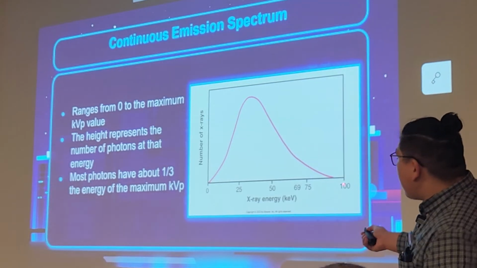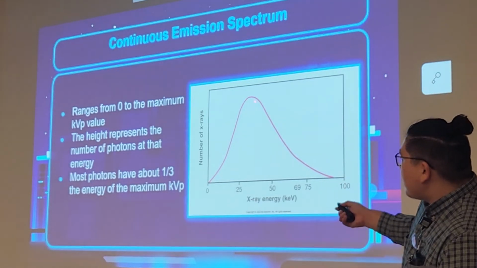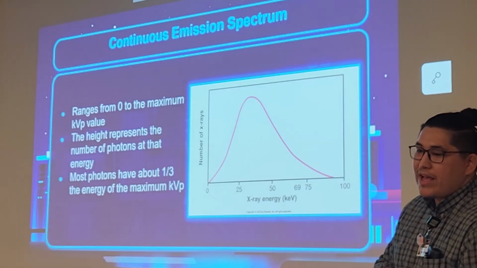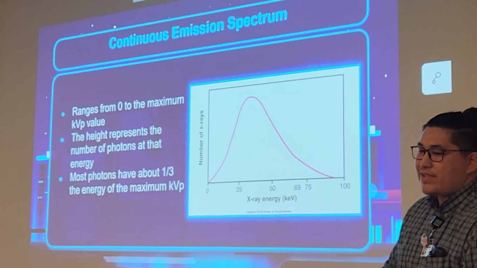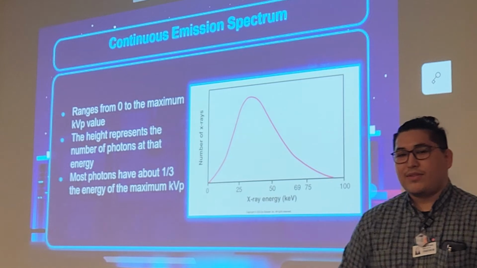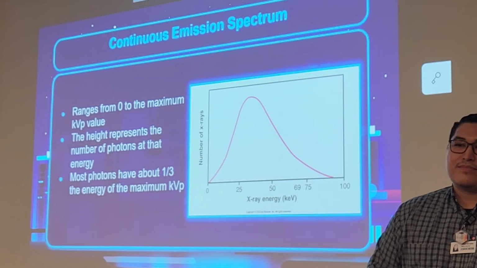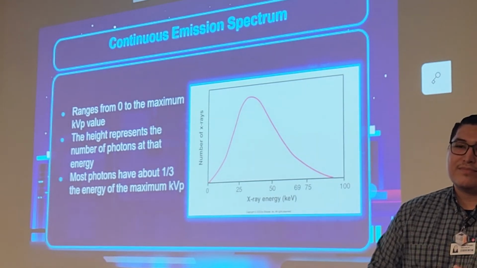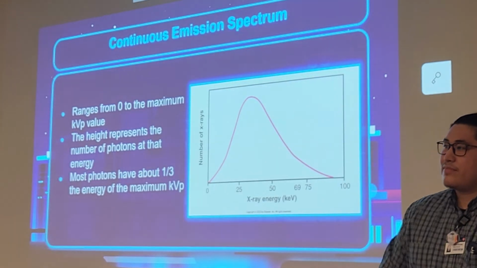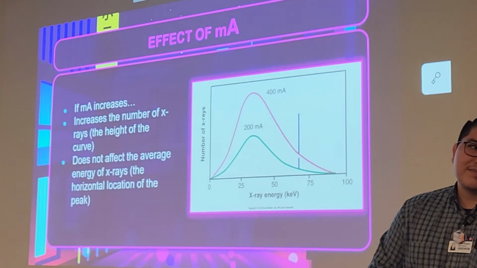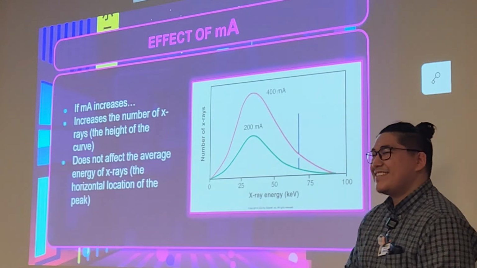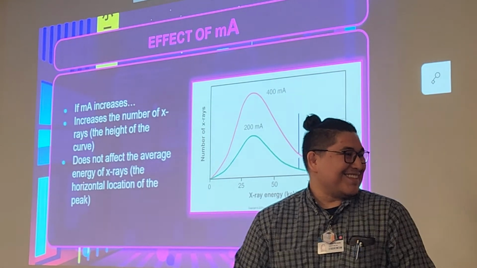It's because the maximum KVP is 100, and most of our photons in Bremsstrahlung interactions are going to have about 1/3 energy of the maximum KVP. So if you change the maximum, like say to 50, it'd be a third of 50. Exactly. Which is 16.7. Very good. Let's continue on.